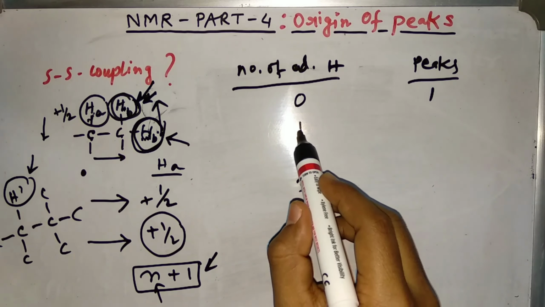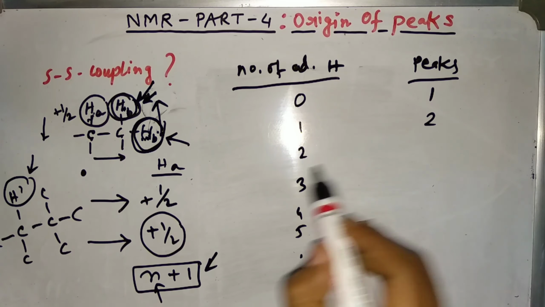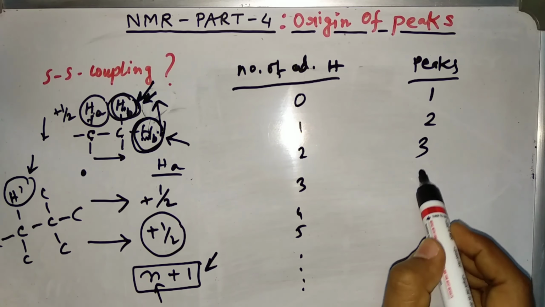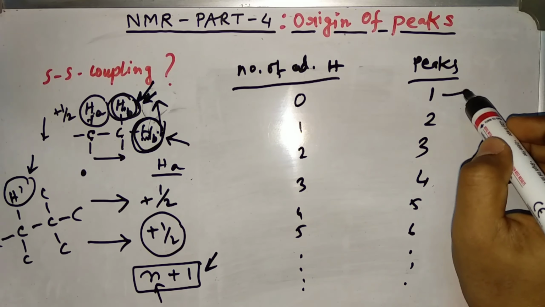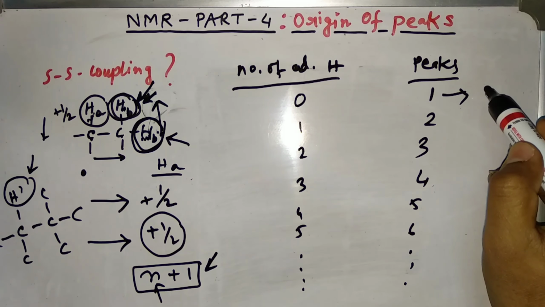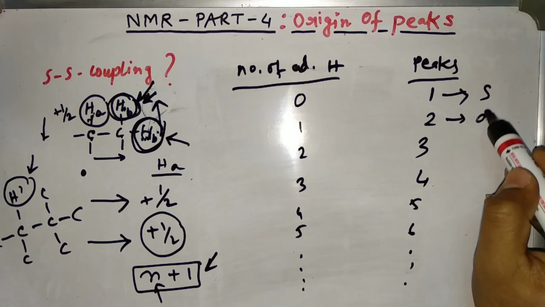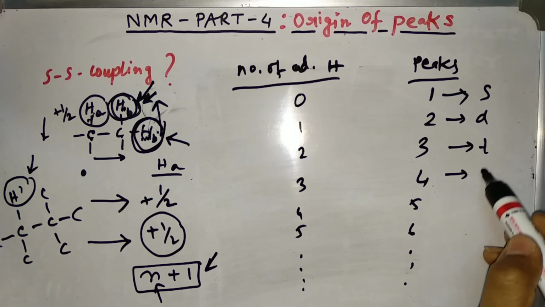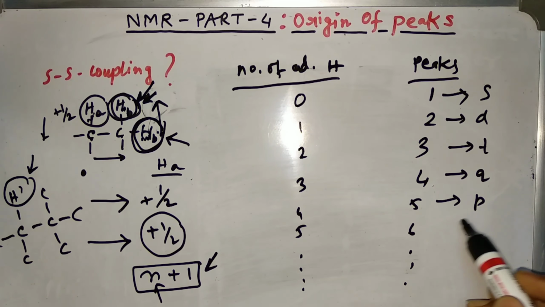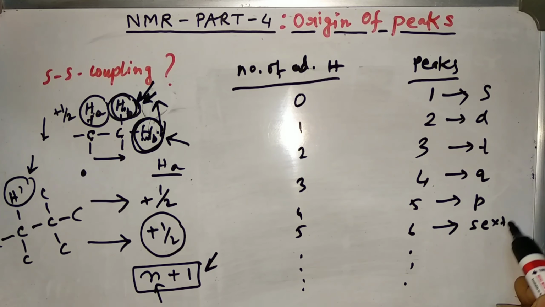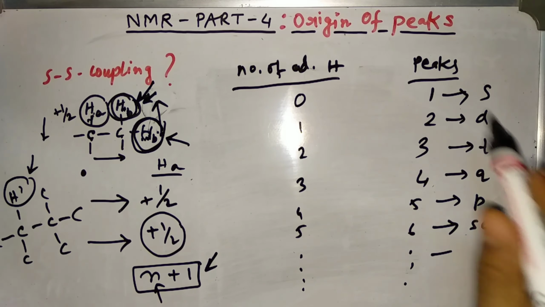So for 1 plus 1, that is 2, for 2 plus 1, that is 3, this is 4, this is 5, this is 6, and so on. For 1 the peak is a singlet, for 2 this is a doublet, for 3 a triplet, for 4 a quartet, for 5 of course a pentet, for 6 a sextet, for 7 a septet, and so on.